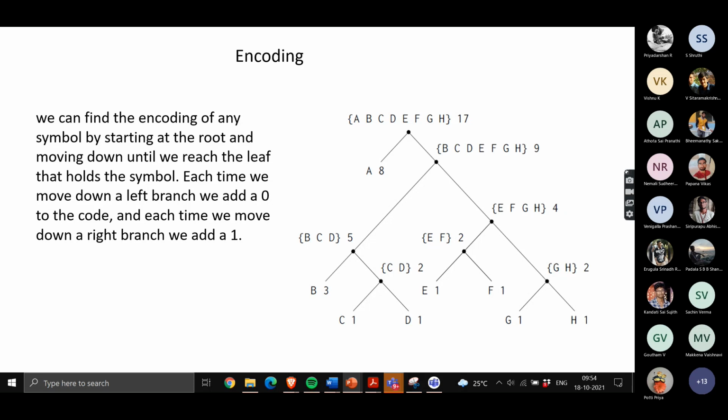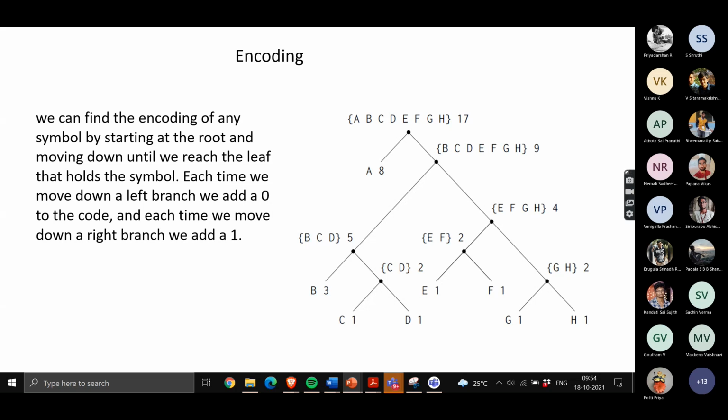Given an input, what is the input? A bigger message. The message consists of consecutive characters. So you have to take each symbol one at a time, refer to the tree starting with the root node, and reach the symbol by moving left or right. When you move left, put 0. When you move right, you put 1.